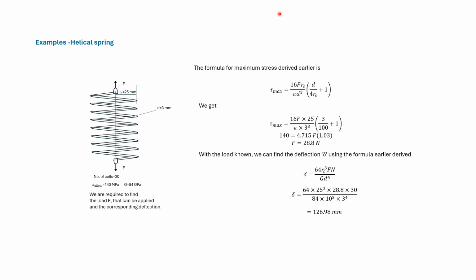We earlier discussed a helical spring and derived formulas for maximum shear stress and deflection of a helical spring. Here, this radius R and the number of coils is given, where also given the allowable shear stress, and G. Tau max is given by this formula. Here we do not know F, we know tau max.